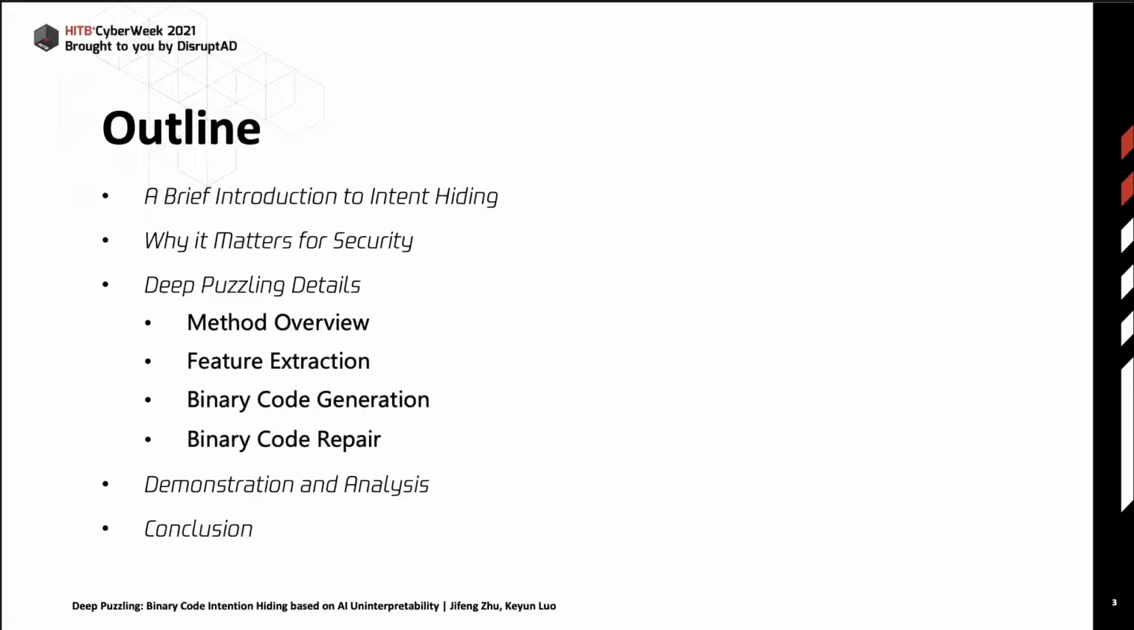Our speech today is mainly focused on the following 5 parts. In the first part, I will give you a basic overview about the intent hiding. Then, I will explain some background and its importance to security, especially why we use AI here. After that, I will introduce the deep puzzling framework in detail, such as feature extraction, binary code generation and repair. And later, the demonstration will be illustrated, as well as the reverse analysis. Finally, I will summarize this talk.